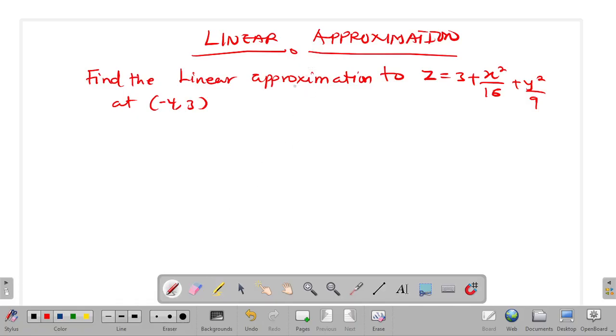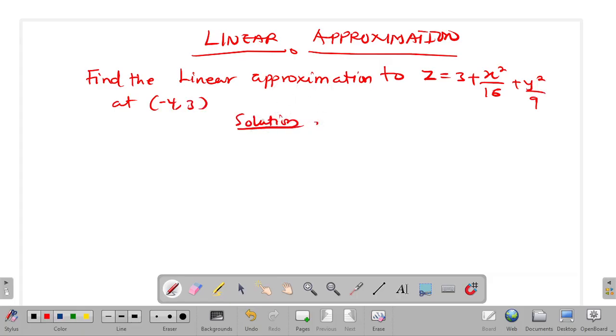Okay, so linear approximation of multivariable functions, and I have a problem here, which is: find the linear approximation to the function z equals 3 plus x squared over 16 plus y squared over 9 at the point (-4, 3). How do we solve this problem?